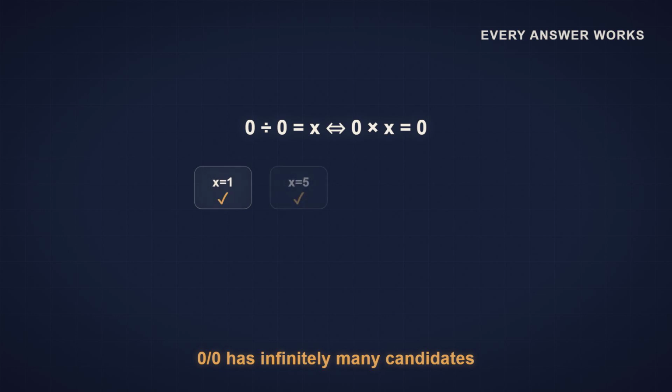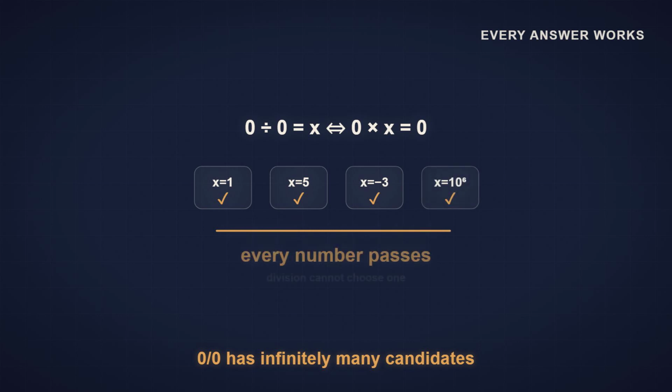For 1 divided by 0, no candidate survived. For 0 divided by 0, every candidate survives. Division is supposed to return one unique answer, so both situations are undefined, but for opposite reasons. This is why 0 over 0 is called an indeterminate form. The visible zeros do not contain enough information to determine the hidden ratio.